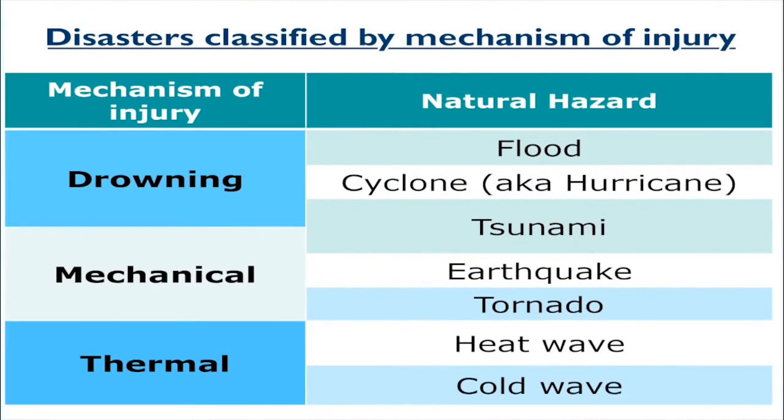We can also classify disasters according to the mechanism of injury of that particular hazard. The mechanism of injury, of course, is how that particular hazard affects the body in a deleterious or dangerous way. So for natural hazards like floods, cyclones, and tsunamis, the mechanism of injury in most cases is drowning. Tsunami also has a mechanical component to the mechanism of injury, just like earthquakes and tornadoes. And we also see a thermal mechanism of injury with things like heat waves and cold waves, whether there's too much heat or an absence of heat.